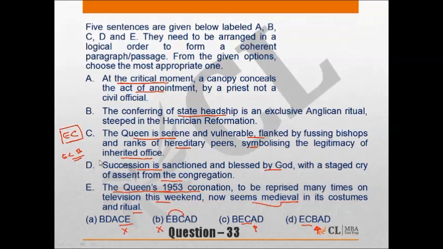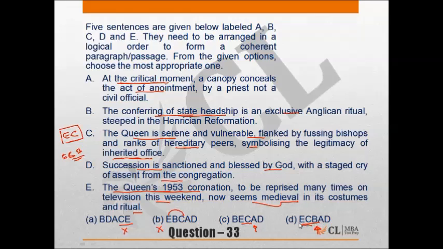Why CB? Look at statement C. Statement C talks about ranks of hereditary peers symbolizing legitimacy of the inherited office. The conferring of the state headship is an exclusive. Again, these two are connected to each other. So ECB is a better option, and hence I would like to go for statement choice D.